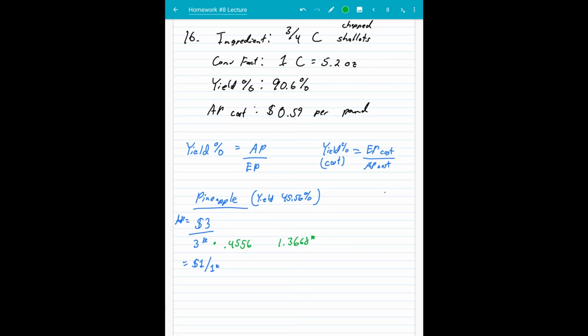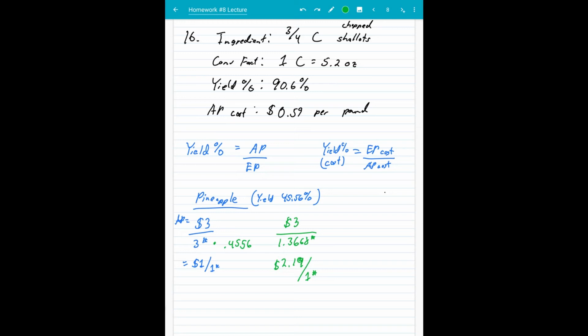So now we have $3 for 1.3668 pounds worth of pineapple. If we actually divide this out, now it becomes $2.19 per 1 pound. Our number here is higher than the other one because now we have less of the ingredient, so it's going to cost more proportionally. We chopped it and everything. We're not going to say, oh, why would we sell this pineapple for less if we have less of it?